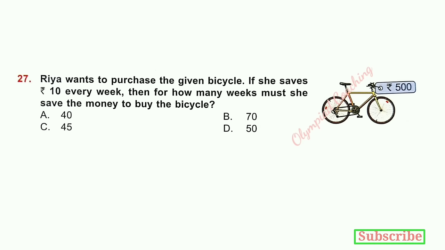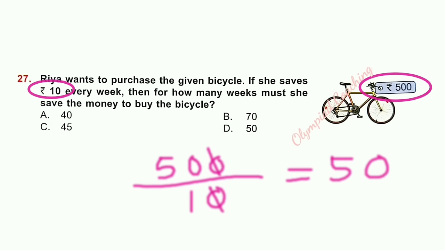Question number 27. Ria wants to purchase the given bicycle. If she saves 10 rupees every week, then for how many weeks must she save the money to buy the bicycle? Cost of the bicycle given is 500 rupees. Ria saves 10 rupees in each week. 500 divided by 10 equal to 50. She needs 50 weeks to save 500, so that she can buy the given bicycle.